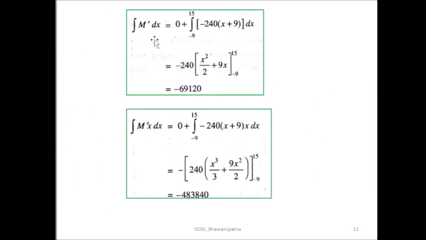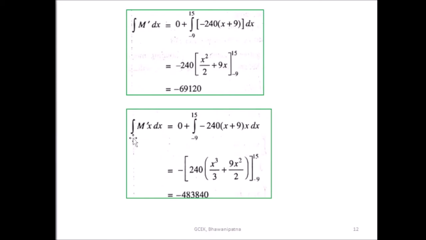So integration of m dash dx is equal to 0 plus the integration from minus 9 to 15 of minus 240 into x plus 9 into dx. After taking the integration of this expression, integration of m dash dx is equal to minus 69120.